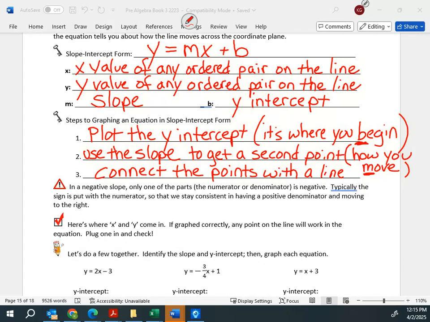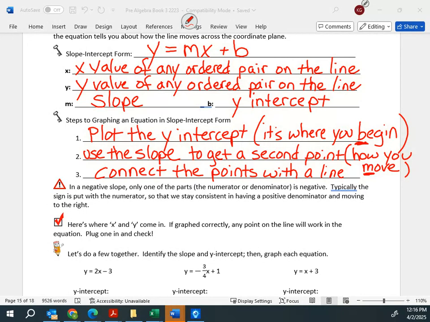In a negative slope, only one of the parts, the numerator or the denominator, is negative. Typically, the sign is put with the numerator so that we stay consistent in having a positive denominator and moving to the right. So if there's a negative number, we put that negative with the numerator. That tells us that we count down, and then we count across to the right, whatever the denominator was. Here's where x and y come in. If graphed correctly, any point on the line will work in the equation. Plug one in and check.